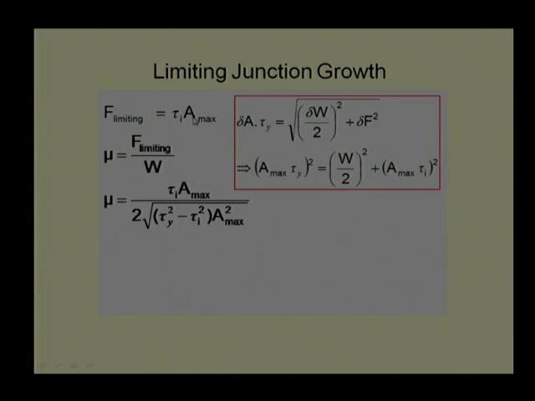I can substitute this tau I into A max over here, and after rearranging, W can be represented in this form: 2 square root of tau y square minus tau I square, in brackets, multiplied with A max square. This A max and that A max will cancel out, and we get an expression in terms of shear strengths: the shear strength of the interface and the shear strength of the soft material. That is the difference. We are saying that there is a difference.